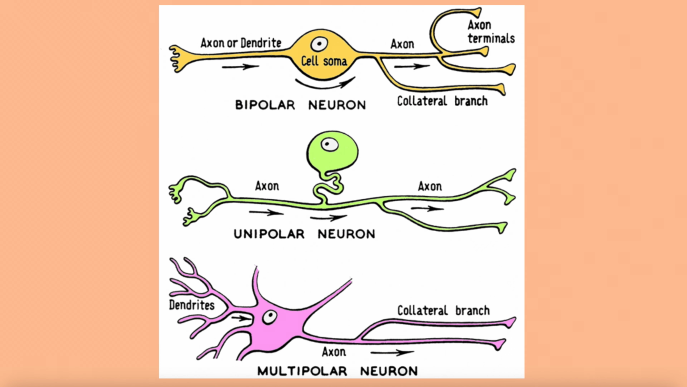Unipolar neurons have only one structure extending from the soma. Bipolar neurons have one axon and one dendrite extending from the soma. Multipolar neurons have a single structure that extends from the soma, which later branches into two distinct structures.